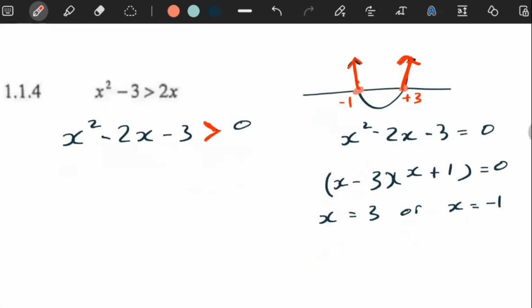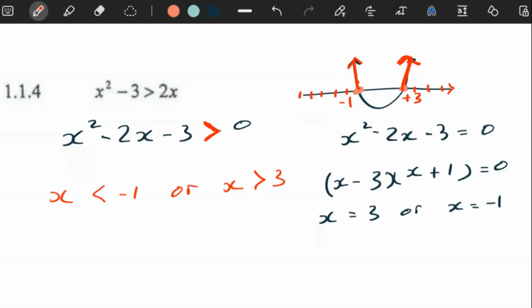So with that being said, to answer this question, where is this graph above 0? We know that our graph is above 0 where our x values are bigger than positive 3. As long as you can see here, all these x values that are bigger than 3, we can see that our graph is above 0. And then all these x values, where our x values are below -1, our graph is also above 0. So we're going to say our x value has to be below -1, or our x values have to be above positive 3.